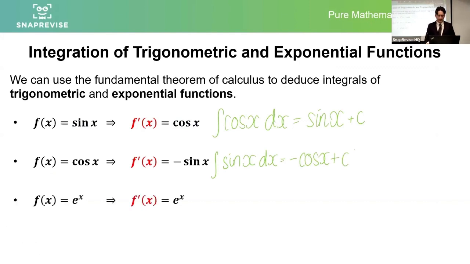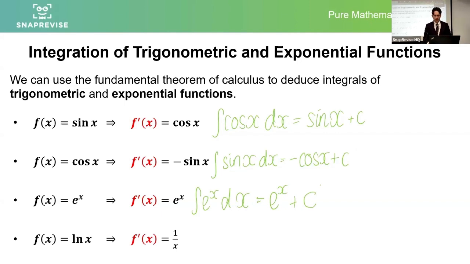And then e to the x differentiates to e to the x because it's pretty good like that. And then that means it would integrate back to e to the x as well. And then finally, this is the one to look out for. Ln differentiates to 1 over x, meaning that we actually need to spot when we've got a fraction like this, that it's going to be a log. It's going to be ln of x.